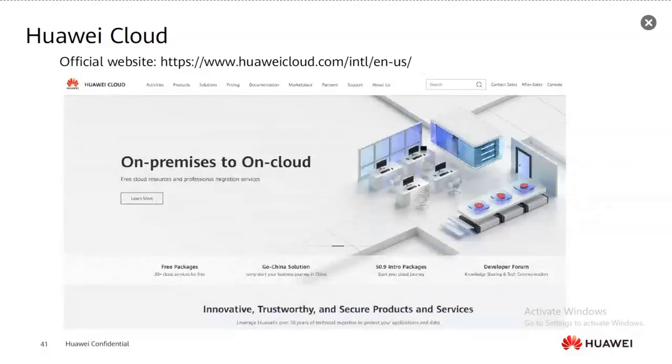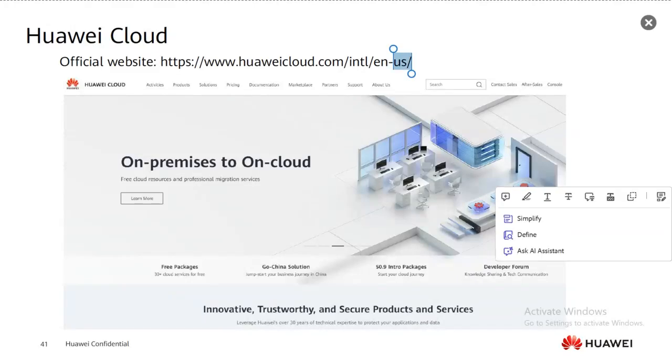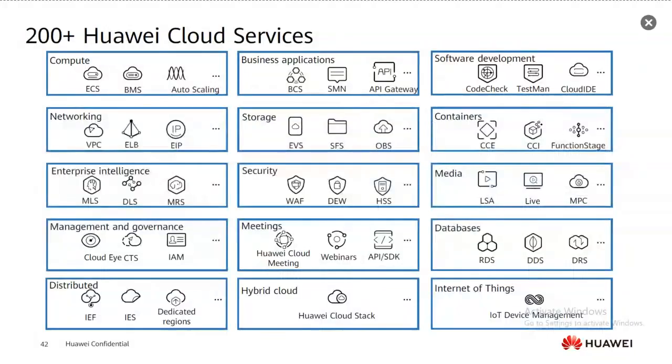Huawei, the ones that develop these lights and music. If you want to check their cloud services, you can visit this website. On-premise, on-cloud is the name of the website. They have different services there, so I think their own section will be more. They give services related to compute services, network services, enterprise management, distributed business application, storage, security, meetings, hybrid, all types of stuff they have. Containers, media, databases, and IoT services in cloud.